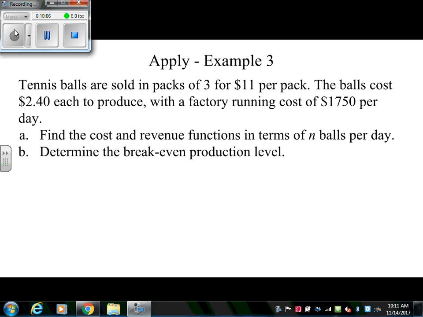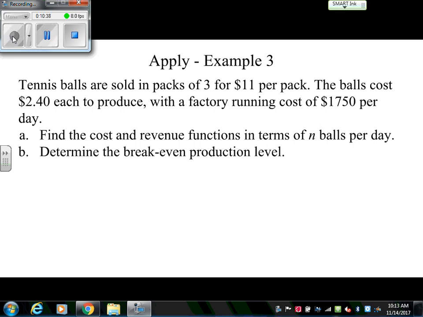Our last problem here, for example 3, involves really two different things that are going on. Tennis balls are sold in packs of 3 for $11 per pack. And then the balls cost $2.40 each to produce. So with a factory running cost of $1,750 per day. So we want to find the cost and revenue functions in terms of N balls per day, and then eventually determine the break-even production level.